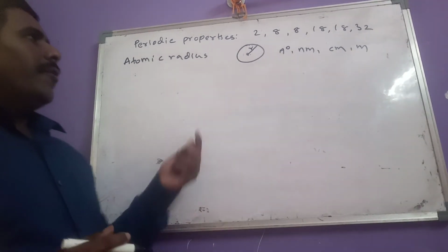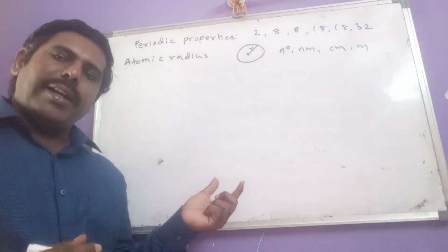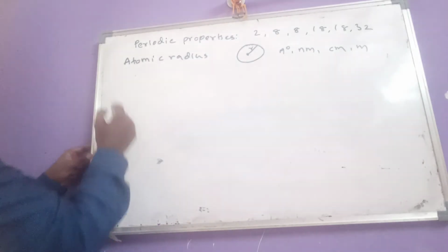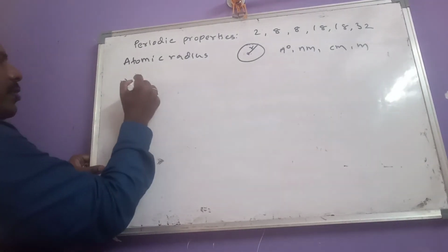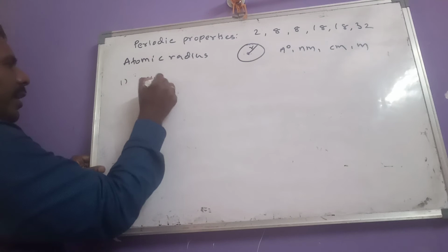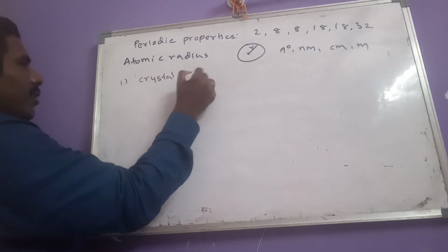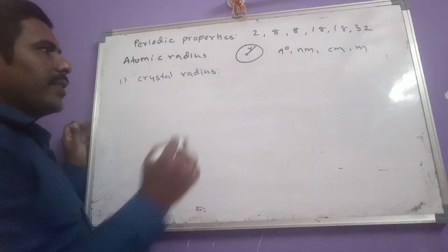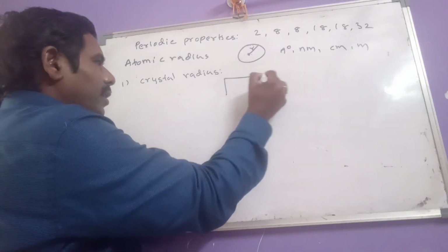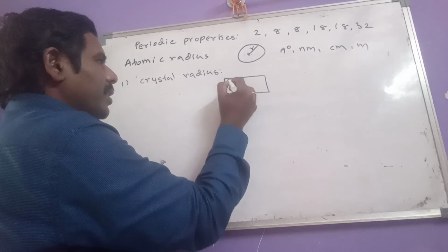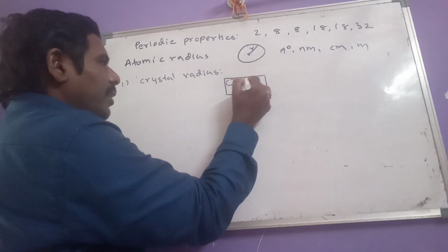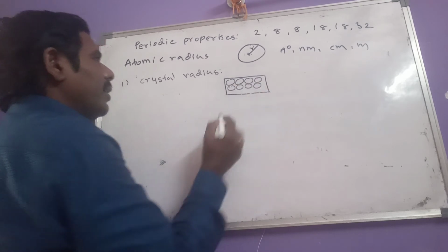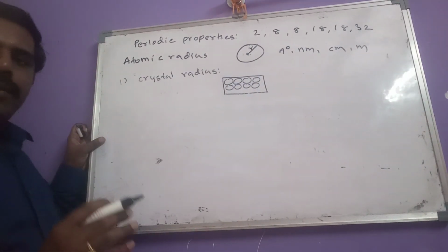Now, what are the types of atomic radius? Let us see the types of atomic radii. The first one is crystal radius, also called metallic radius. So what is crystal radius? For example, if you consider any metal, all the metal atoms are closely packed to one another. That is called a crystal system.